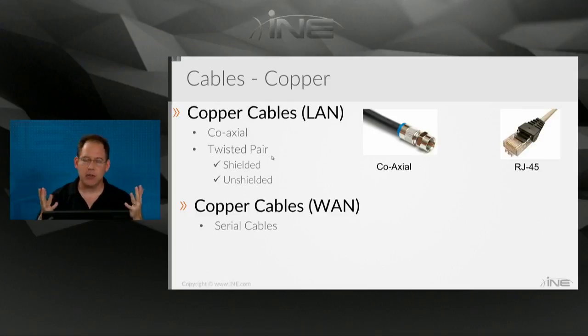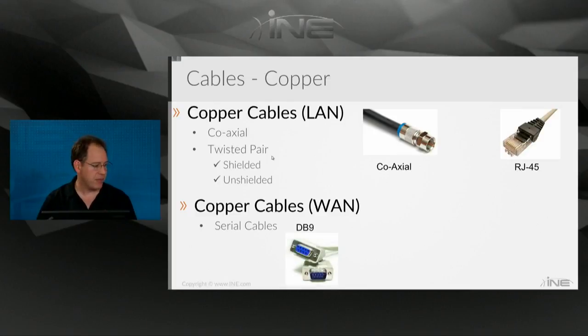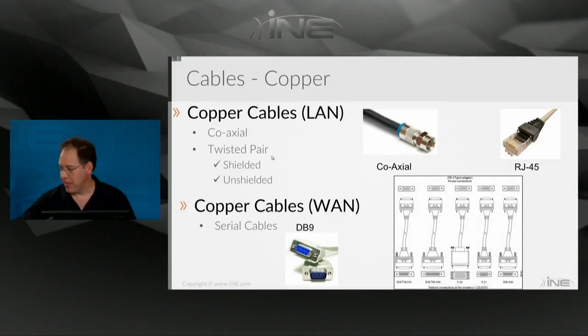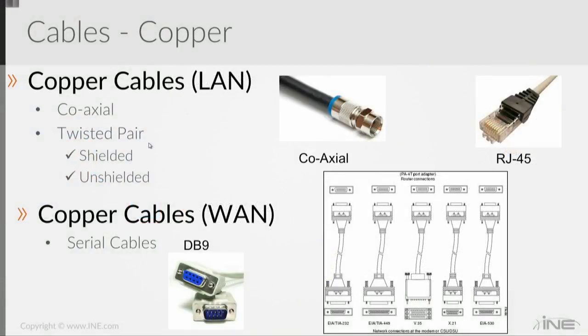Well, serial cables come in various different flavors. For example, DB9, or as you can see here on this picture, let me make this a little bit bigger. You can see there in the right corner, EIA/TIA-232 or V.35 or X.21. Now, what does all this mean? These are all different connectors for serial cables. And you can see from the picture here, how do they vary? Well, they vary in their size and their shape and how many pins they have.